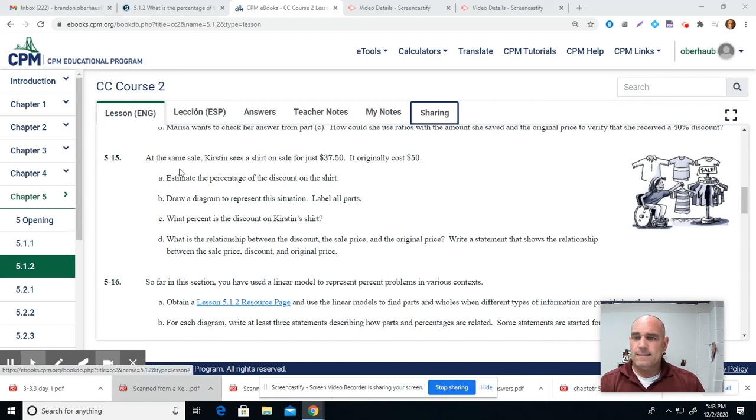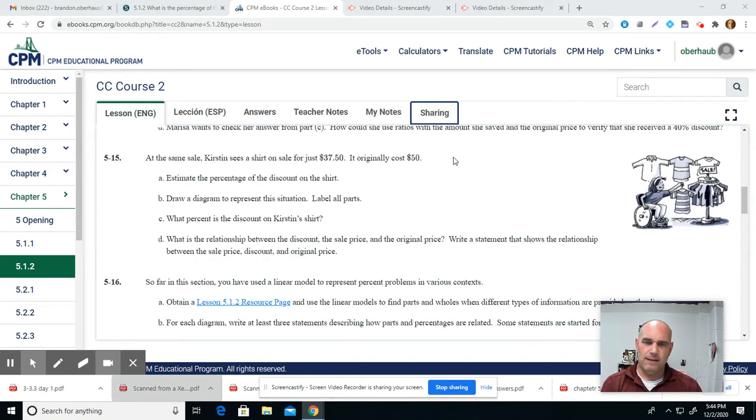All right. Question 15. At the sale, Kirsten sees a shirt on sale for $37.50. So she's going to pay $37.50. It originally cost $50. Estimate the percent of the discount on the shirt. All right, so let's see. If it was half off, it would be $25. So I definitely know it's less than half off.